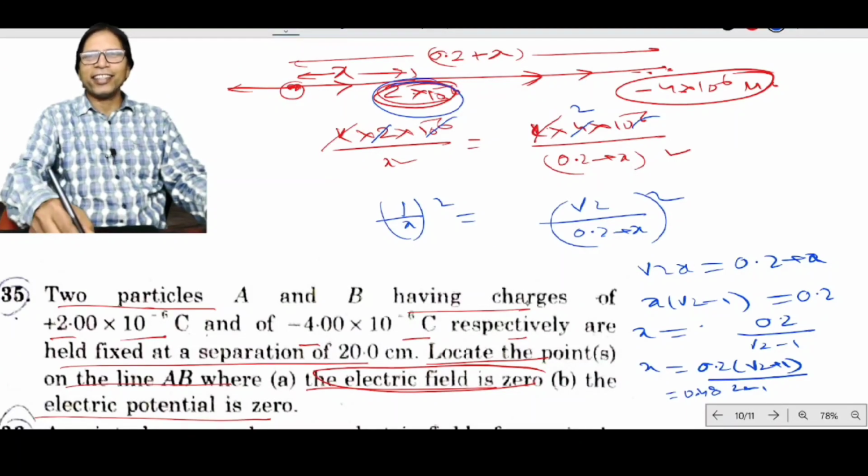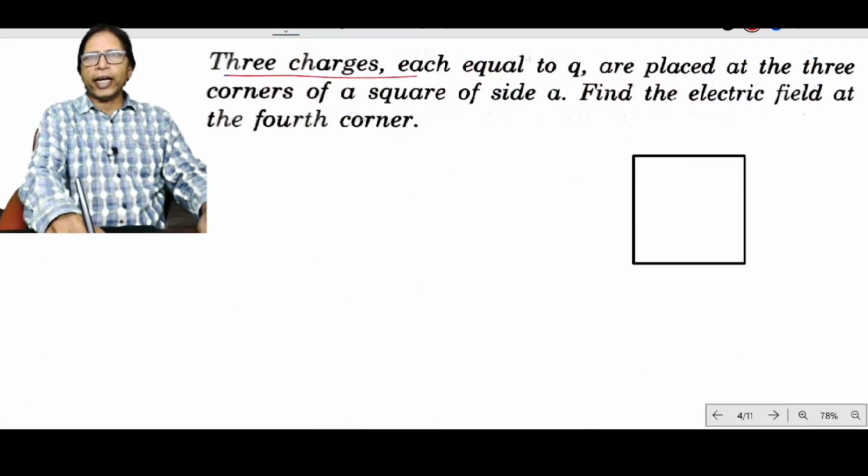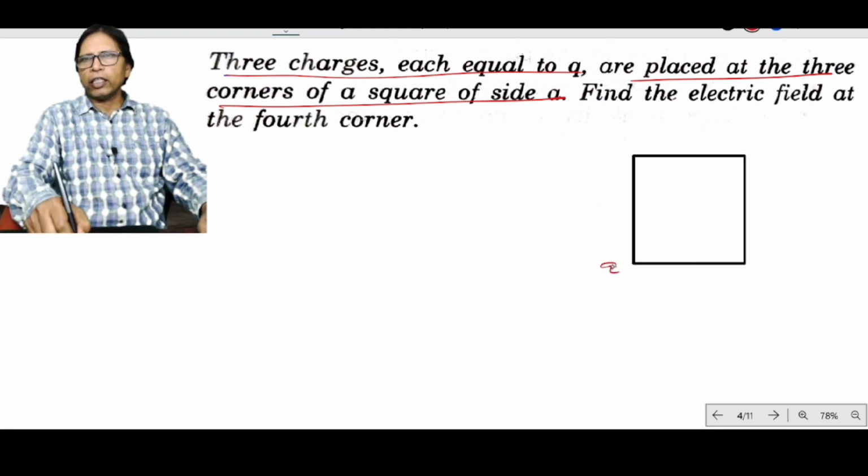Okay. Next. Look at these three charges, each equal to q, placed at three corners of a square of side A. Look at this. This is the q charge. This is the q charge. This is the q charge. Find the electric field at the fourth corner. Side is equal to A. Okay. Now, suppose this is A, this is B, this is C, this is D.